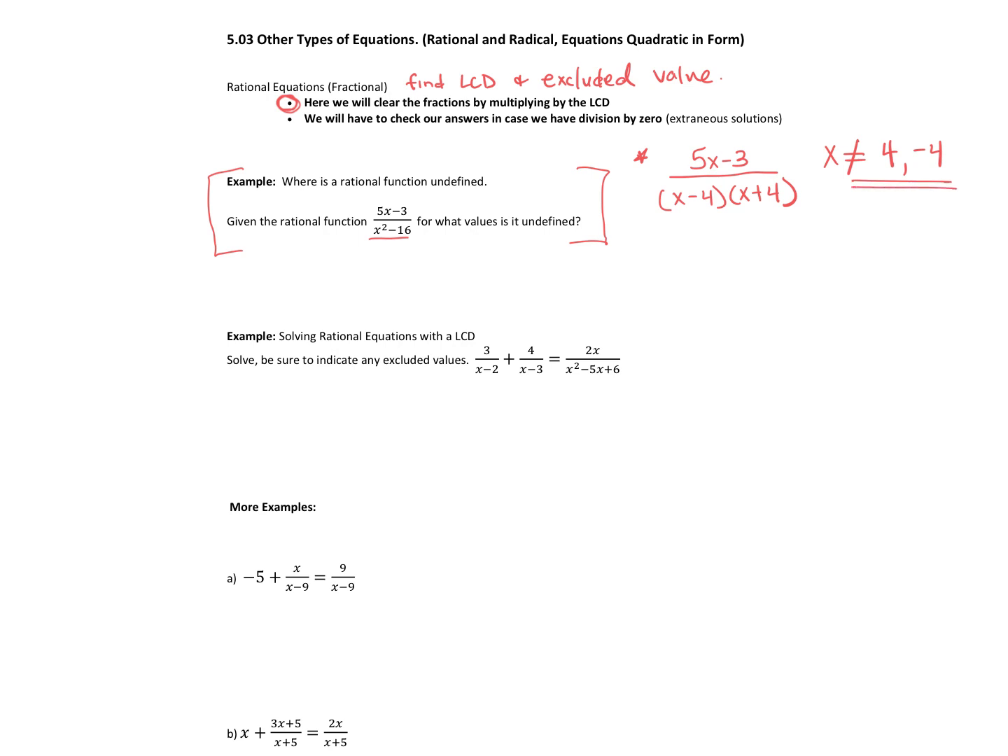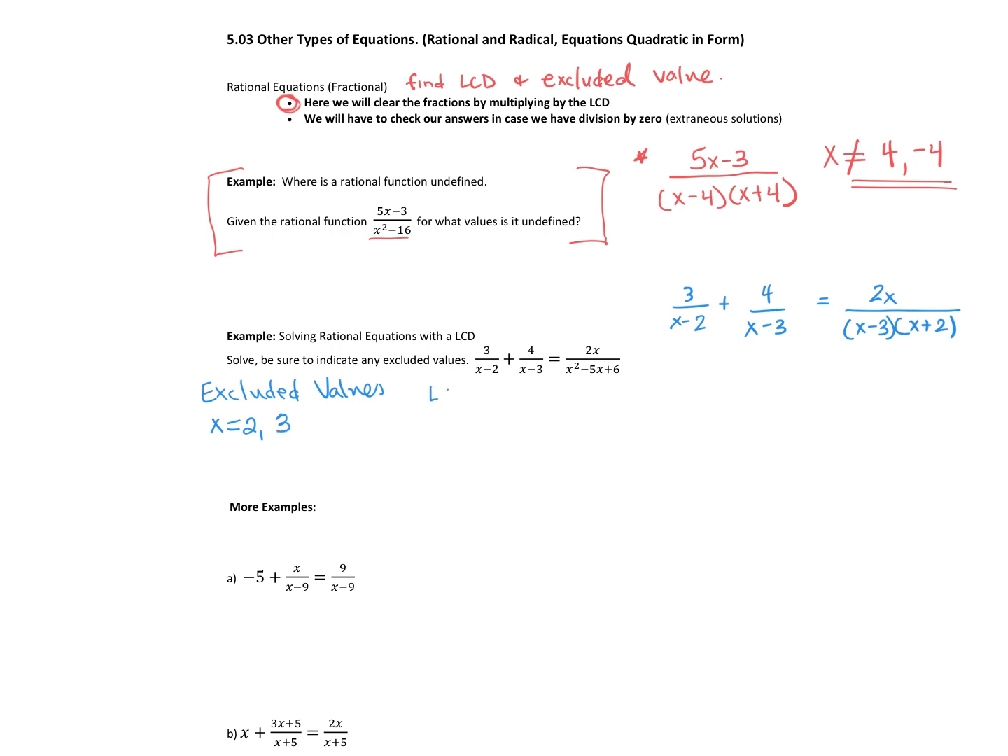So let's take a look at this first example. We have 3 over x minus 2 plus 4 over x minus 3 equals, and I'm going to factor here, 2x over x minus 3 times x plus 2. So our excluded values would be values that make our denominator 0. So those are going to be 2 and 3.